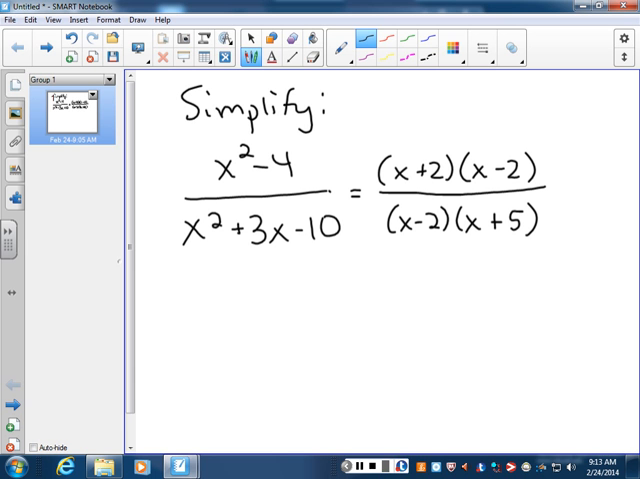So once I have my factors, now what can I do? Cancel. Which factors cancel? X minus 2. As long as it's in the numerator and denominator, I can cancel it.